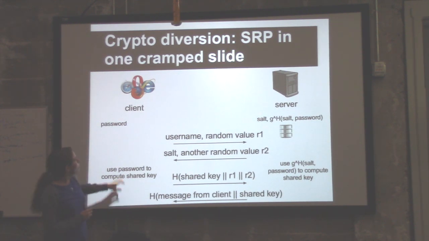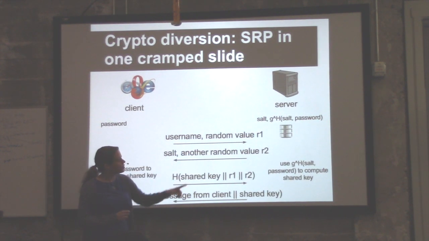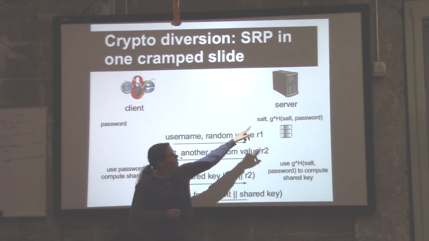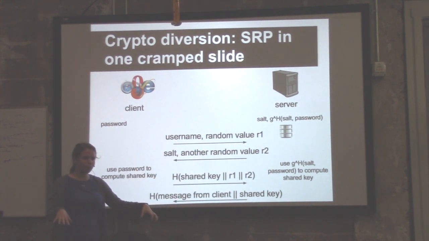So now the client has the password, the random values, and the salt. The server has the salt, the verifier, and the random values. They're each going to take their inputs and put them through functions. And what they come out with is shared keys. They put their inputs through slightly different functions, and they come out with the same key if everyone's behaving honestly.